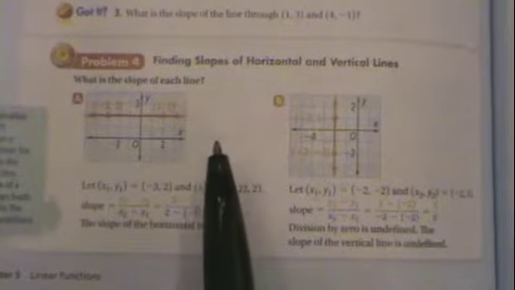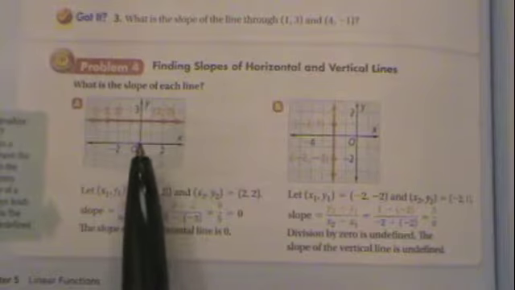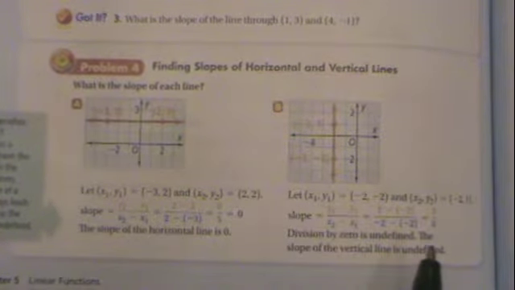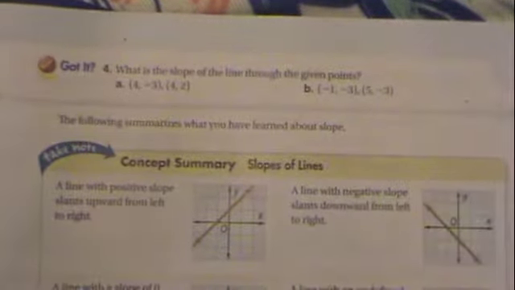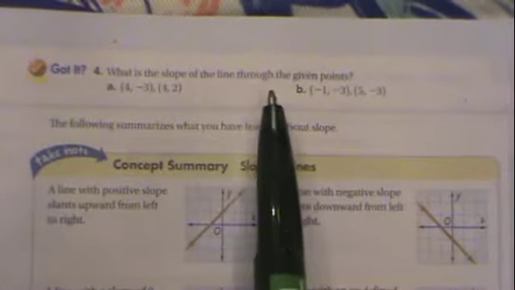Problem 4, they're just going over again what we've already talked about on this video. Horizontal line has a slope of 0. A vertical line is undefined. We can't do anything with that. So here's the beauty of problem of got it number 4. Don't write anything down. What's the slope of the line through those given points?